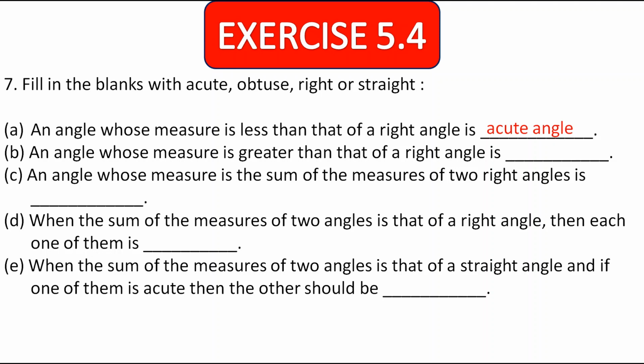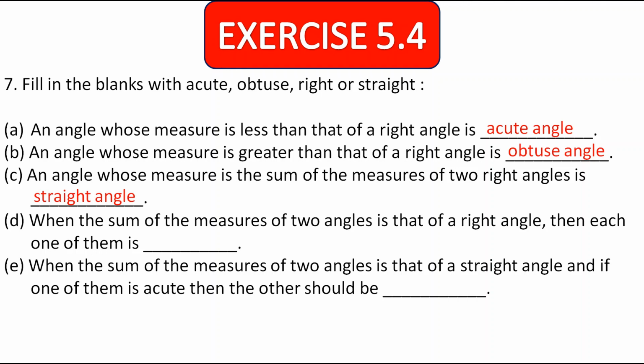Next is an angle whose measure is greater than that of a right angle. Right angle means 90 degree. And if it is greater than 90 degree, then it is obtuse angle. Okay. An angle whose measure is the sum of the measures of two right angles. Means when you add up 90 plus 90 it gives you 180, and 180 degree is a straight angle. So the answer for this is straight angle.